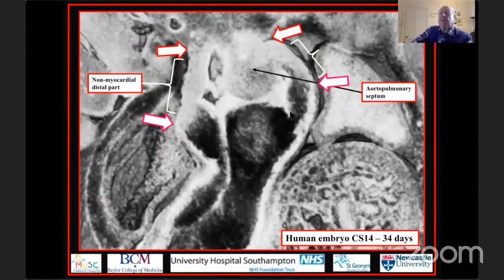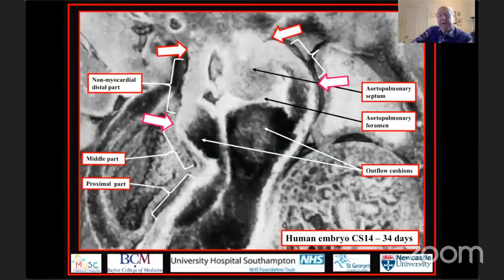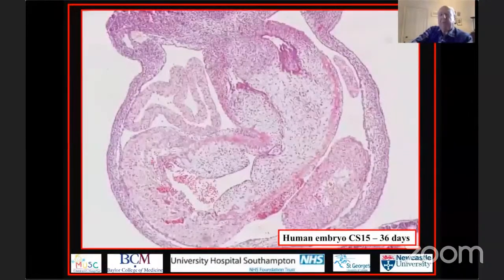There's also been growth of a protrusion from the dorsal wall of the aortic sac, and that also enters the distal part of the outflow tract, and so that now is a true aortopulmonary septum. But as yet, it has not fused with the cushions. There is an aortopulmonary foramen at this stage. So the outflow cushions now are spiraling through the remainder of the outflow tract that has myocardial borders. And in that part with myocardial borders, we can recognize a middle part, a proximal part.